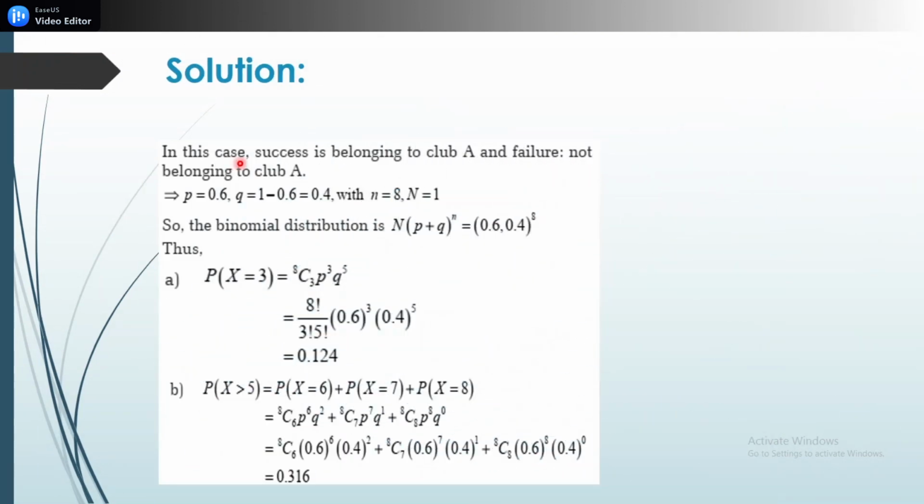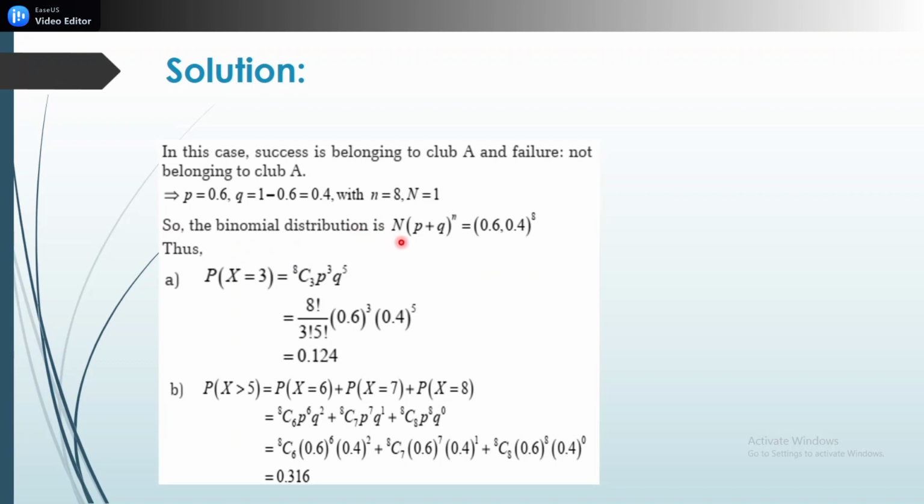In this case, success is belonging to club A and failure is not belonging to club A. You know, to be in club A, the probability is equal to 0.6, meaning the probability of success. To not belong to club A is equal to 1 minus 0.6, which is equal to 0.4. The number of trials is equal to 8. The number of sets is equal to 1.